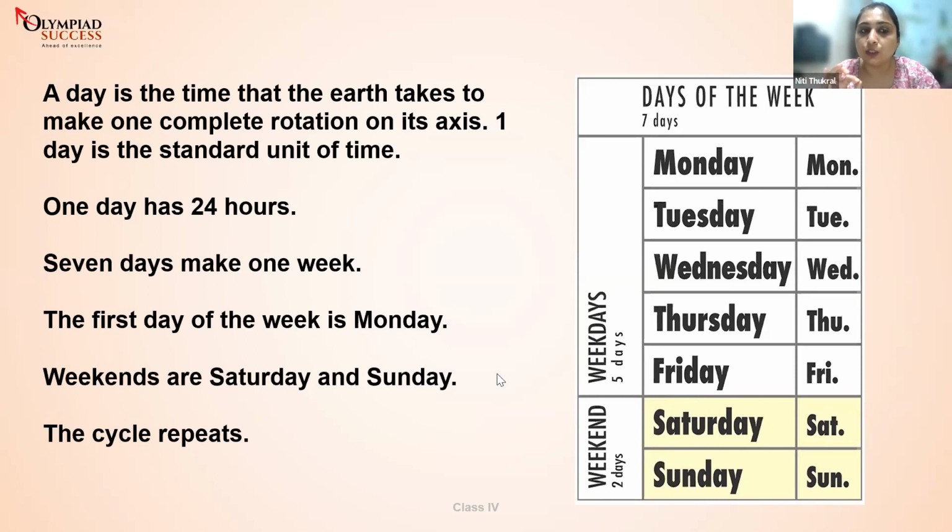And 1 day has 24 hours and 1 week has 7 days, as I've already mentioned before. And the first day of the week, anybody? First day of the week. Quickly. Monday, very good. And weekends are Saturday and Sunday, I have already told you. Very good. And this cycle keeps on repeating. After Sunday, Monday, Tuesday, Wednesday, Thursday, Friday, Saturday, Sunday. Again, Monday, Tuesday, Wednesday, Thursday, Friday, Saturday, Sunday. This cycle keeps on repeating.